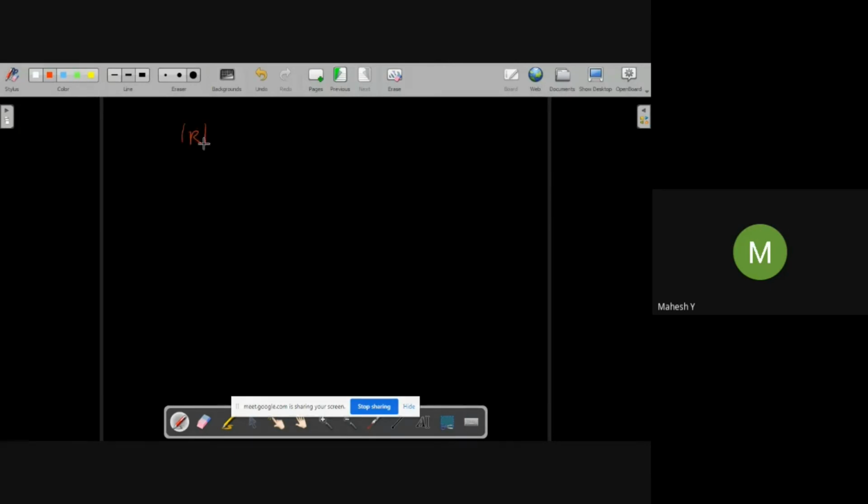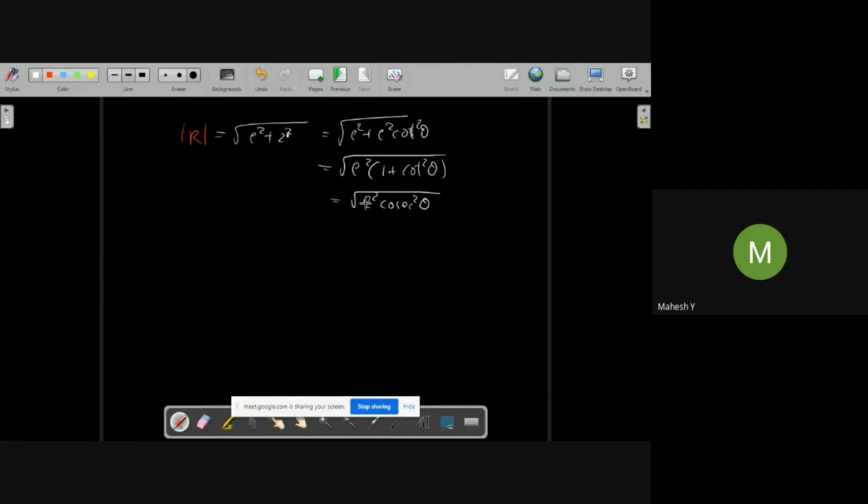Mod r. Rho square plus z prime square is rho square plus rho square cot square theta. So root of rho square, yes, 1 plus cot square theta. What is 1 plus cot square theta? Cosec square theta, right? And this is the trigonometric identity you have to study. So this will be rho cosec theta. Okay. This is clear, I guess.